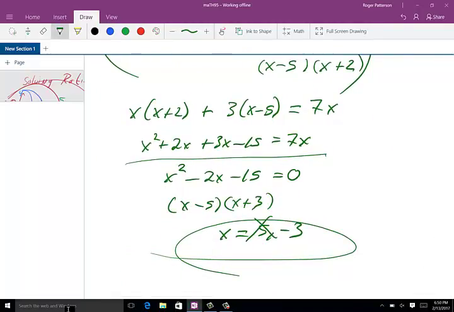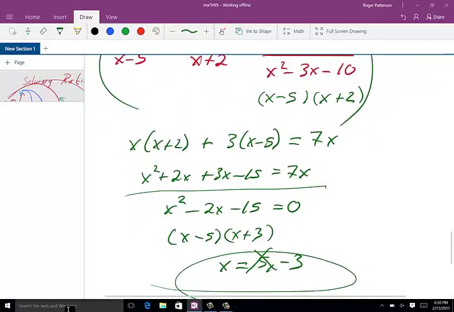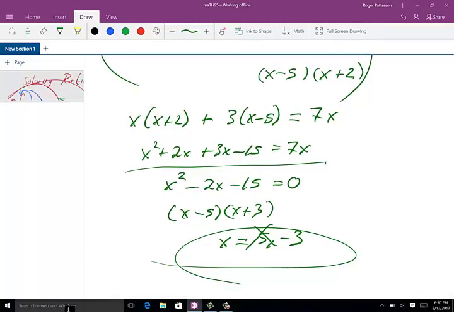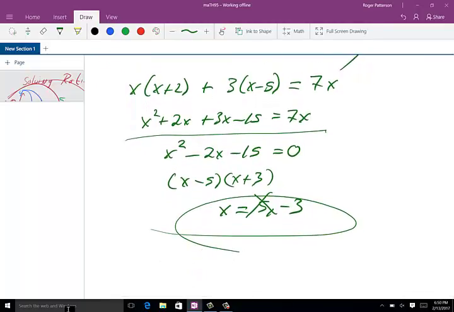5 is not a solution. Because when we put 5 into this equation up here, we get a 0. Can't have that. So we're only going to have negative 3. All right? So every time we do these, we want to make sure to check in case one of them isn't correct. You should check them.